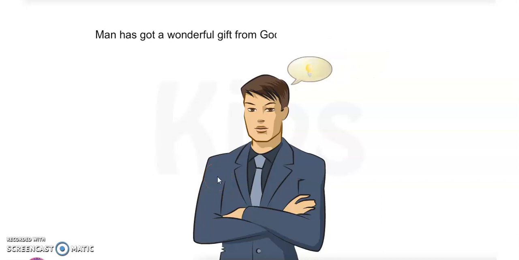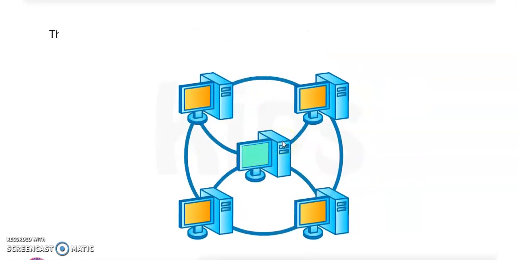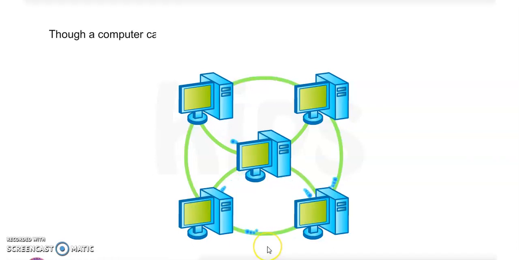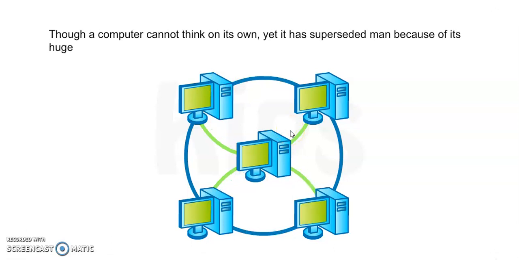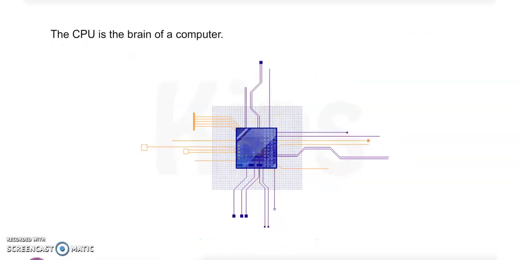Man has got a wonderful gift from God, which is the ability to think. We are human beings and we can think, but a computer is a machine, it cannot think. This is the major difference between man and computer. We can take our own decisions, but machines only work on our instructions. Though a computer cannot think on its own, yet it has surpassed man because of its huge storage capacity. It can remember many more things than a man.